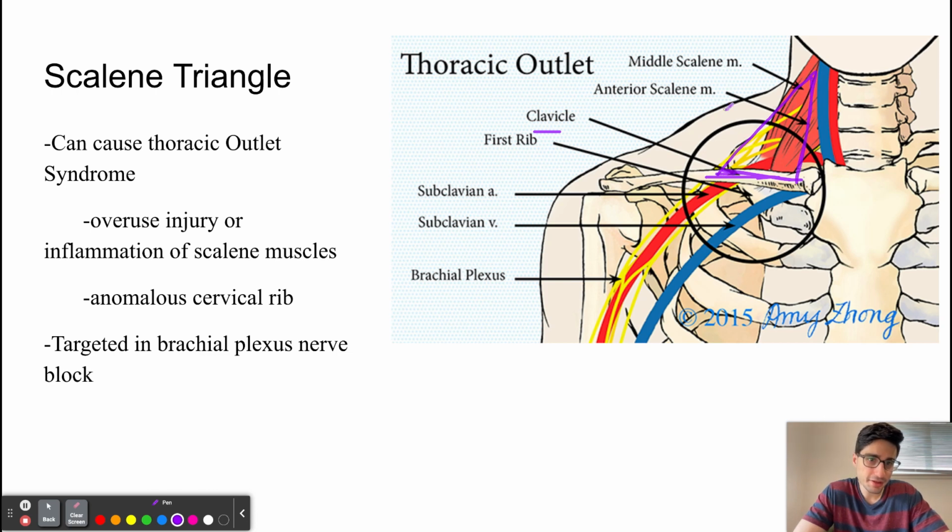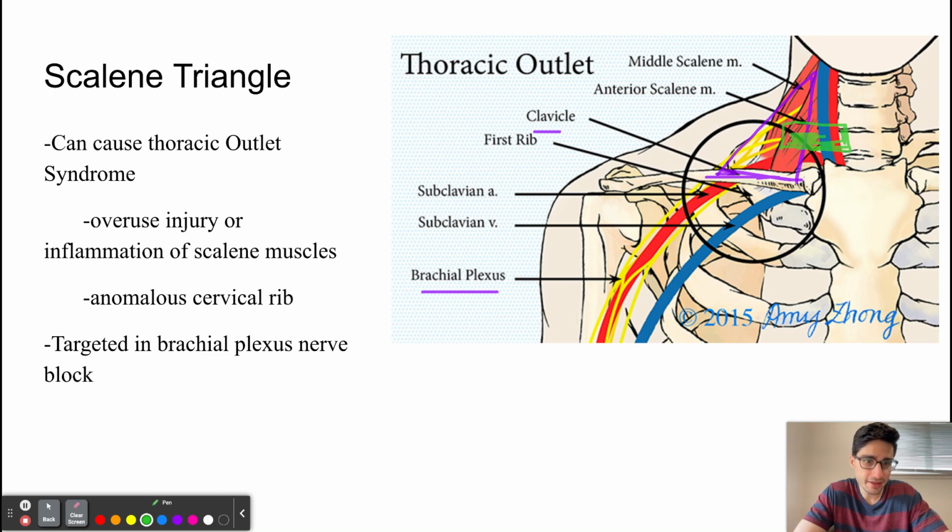Now, the most important thing to know is that the brachial plexus is going to be coming through this triangle. So in yellow, I have the brachial plexus, and it is going to be coming through this triangle. Now, most people are not going to have a cervical rib. A cervical rib is going to be this rare anatomical anomaly that can occur in some cases.